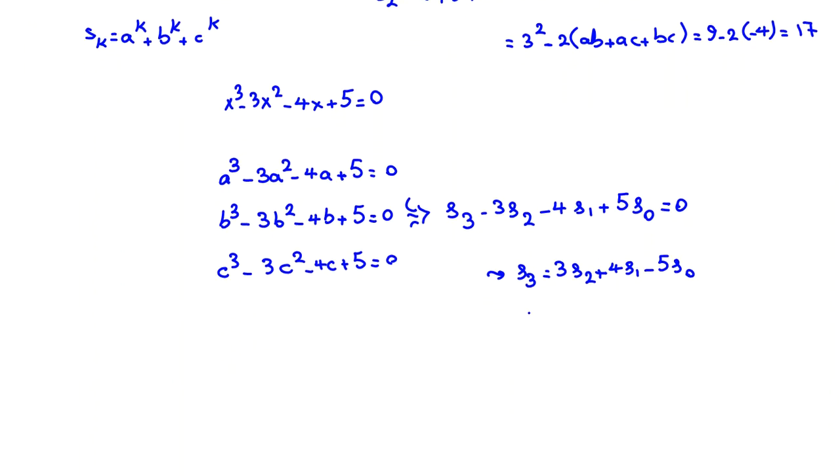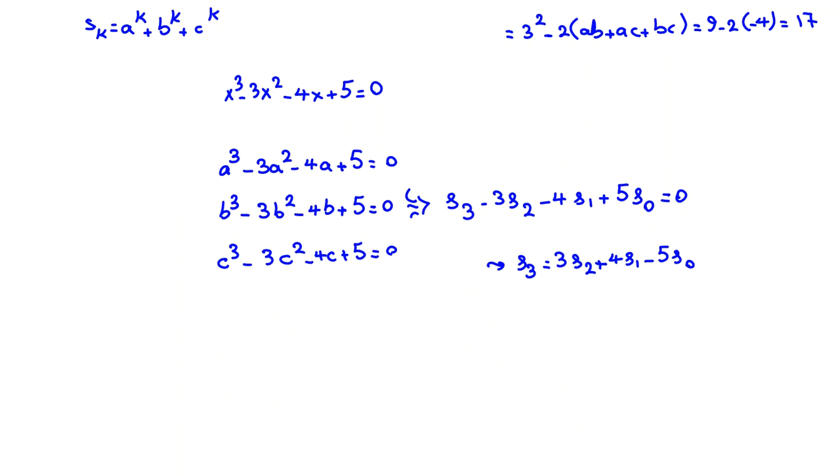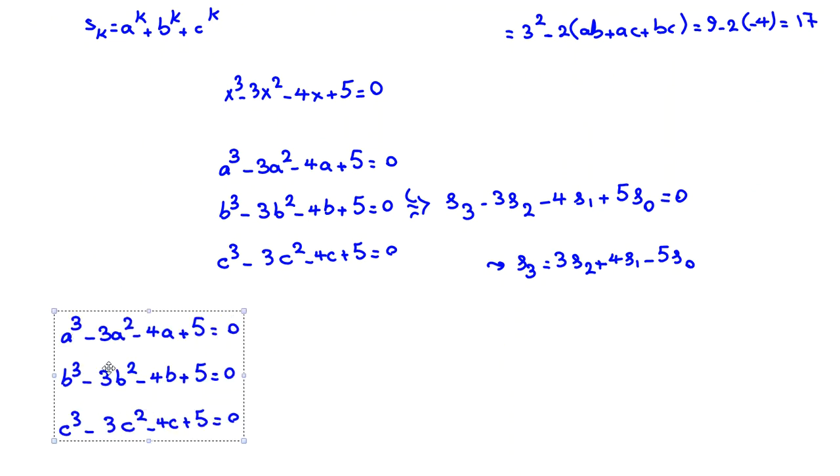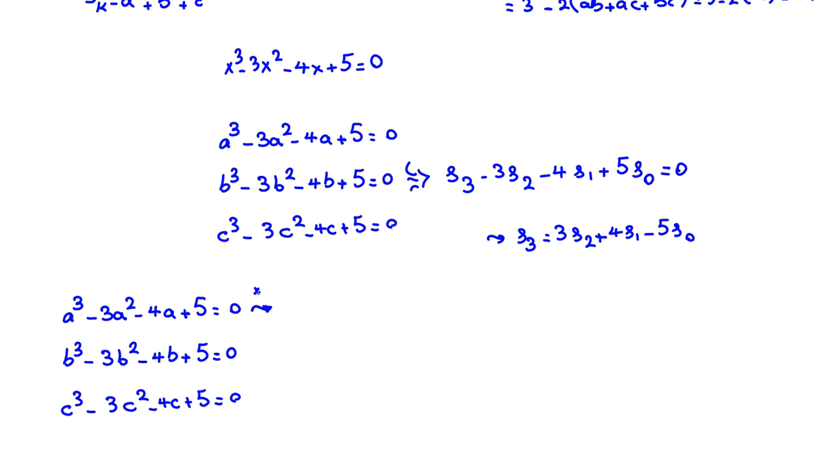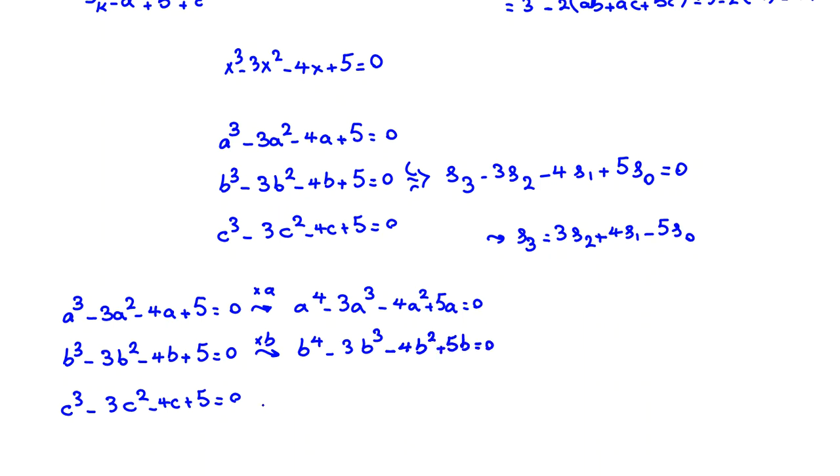I want to generalize this formula. Look how I can generalize. Let me copy this equation. Now let's multiply the first one by a: a to the 4 minus 3a cubed minus 4a squared plus 5a equal to 0. Then we multiply this by b: b to the 4 minus 3b cubed minus 4b squared plus 5b equal to 0. And if we multiply it by c: c to the 4 minus 3c cubed minus 4c squared plus 5c equal to 0.